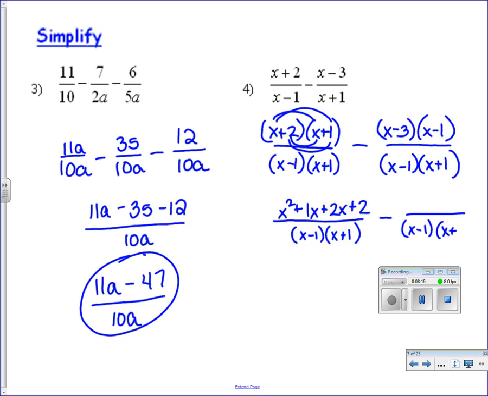So these get a little bit nastier because of the algebra that we'd have to do. Okay. And then the next one, we're going to multiply that out too. So x times x, x squared, x times negative 1, negative 1x, negative 3 times x, and negative 3 times negative 1.